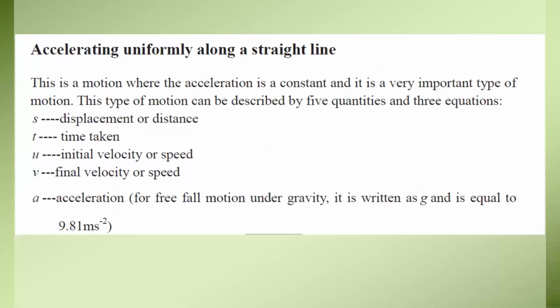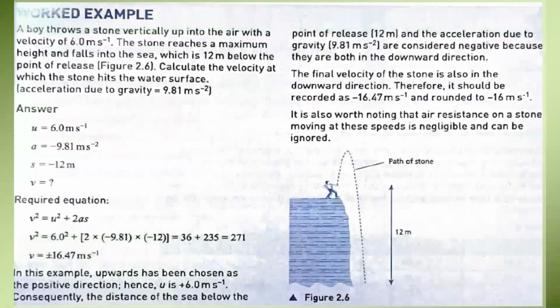Next is a motion example. This is also a word example. In this question, a boy throws a stone vertically up into the air with a velocity of 6 meters per second. So the initial velocity is 6 meters per second, vertically upward. I will take the initial velocity as positive 6 meters per second. Why positive? Because we consider anything above the origin as a positive direction, and anything pointing downward is negative.